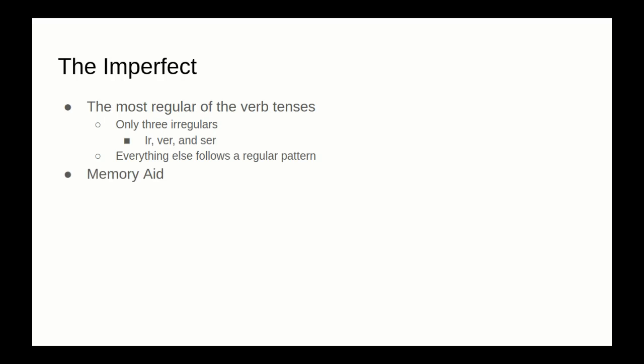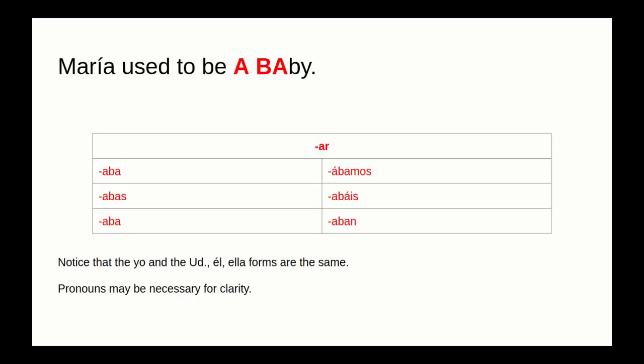As a memory aid to remembering the imperfect, I recommend students remember, Maria used to be a baby. Maria used to be a baby? Why that? Well, let's look at that sentence first. We have the a baby portion of the sentence. The a baby portion is designed to remind you of the AR endings.